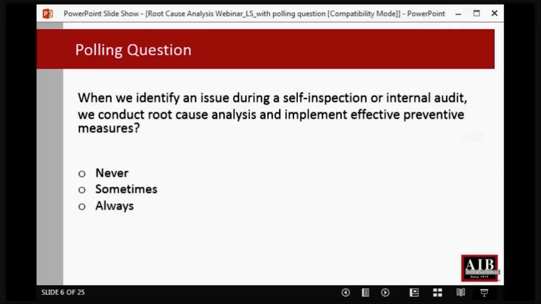Okay, I've loaded the poll in the sidebar. When we identify an issue during a self-inspection or internal audit, we conduct root cause analysis and implement effective preventive measures.